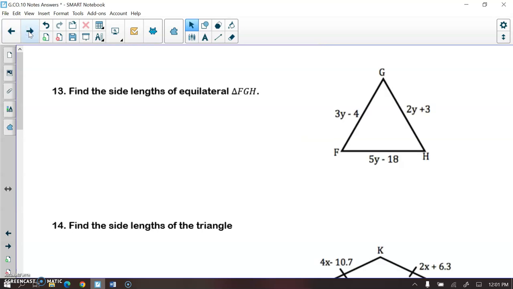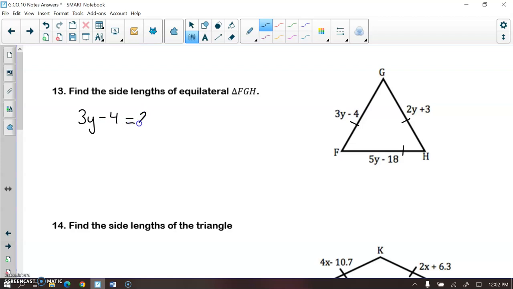All right, moving on. So we want to find the side lengths of this equilateral triangle. An equilateral triangle means that all 3 of these sides are congruent. So we can take any 2 of these sides and set them equal to each other to help us find y, and then we can plug y back into the side lengths to help us find each of the side lengths. I'm going to put the 3y minus 4 equal to the 2y plus 3. If you chose other 2 sides, then you still would get the same answer.